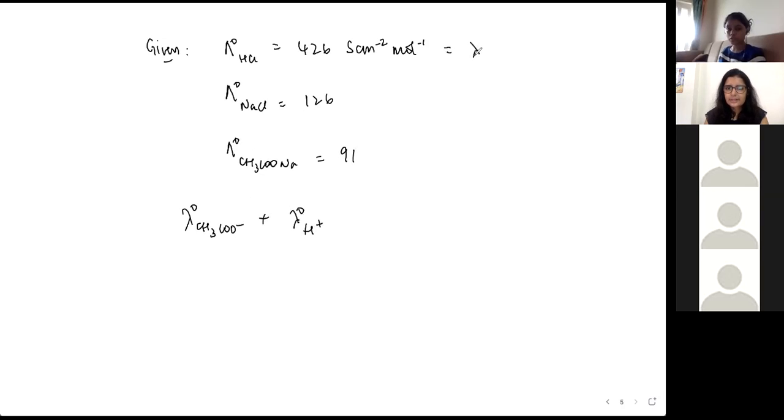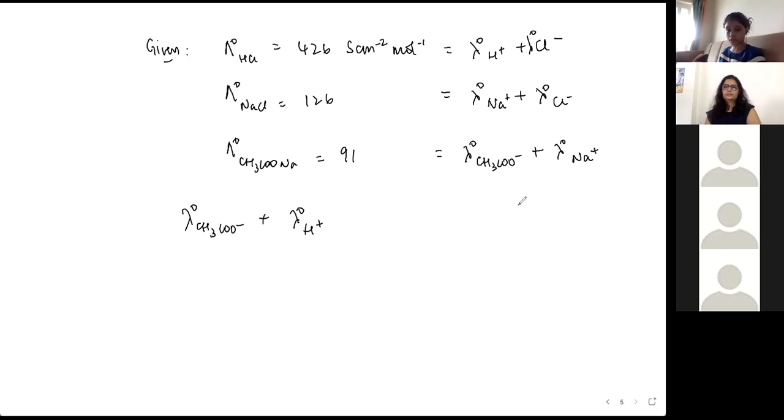For H plus, I substituted the Cl minus on that side, so it becomes 426 minus lambda naught Cl minus. Same for the second one, where lambda naught Na plus will be 126 minus lambda naught Cl minus. Then for the third one, in place of lambda naught Na plus, I've substituted 126 minus lambda naught Cl minus. And then we'll find the answer. So you take one value and substitute it in another.